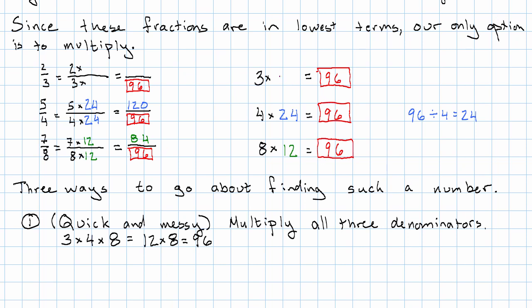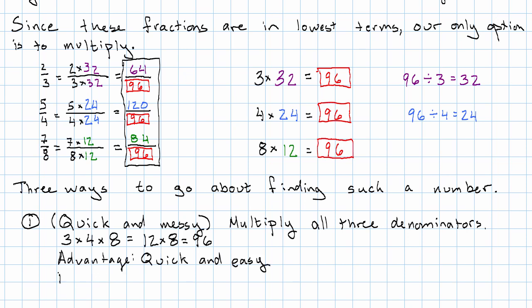And finally, 96 is 3 times 32. That's again dividing 96 by 3. So our denominator is 3 times 32. Our numerator will be 2 times 32, which is 64. And we've accomplished our goal. We've written equivalents to the 3 given fractions that have the same denominator. The advantage to this method is that it's quick and easy.